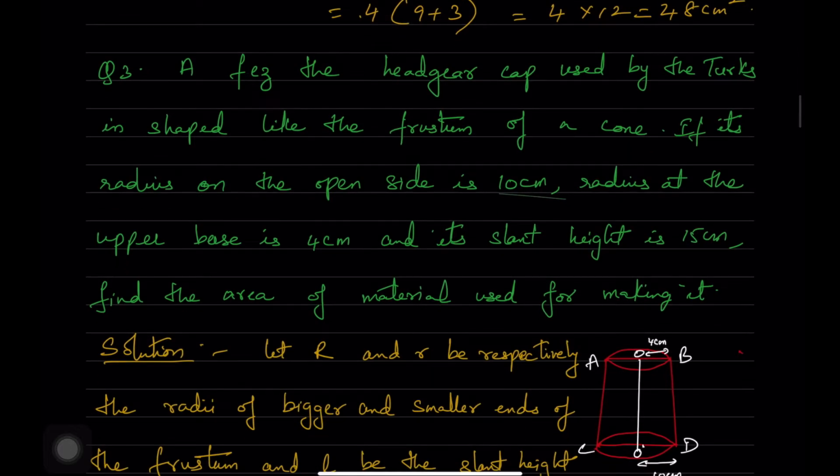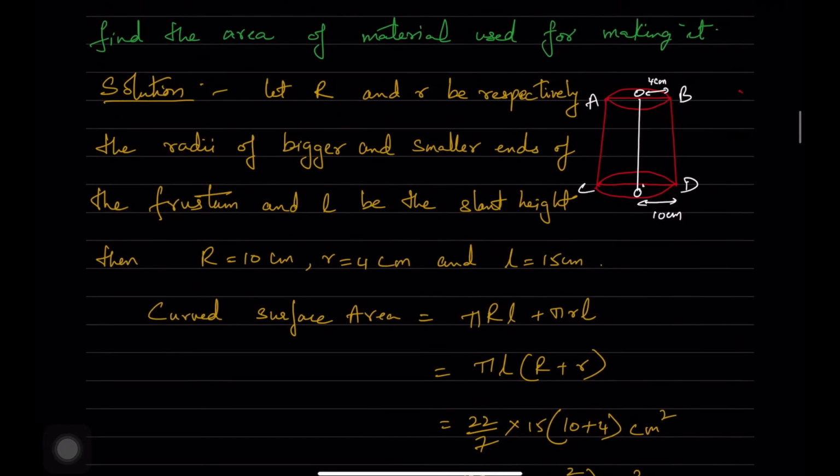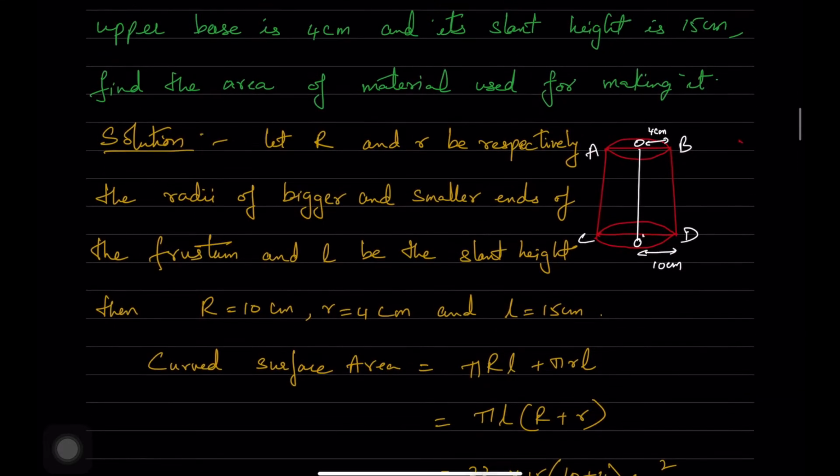Now, a fez is nothing but a cap, a headgear cap used by the Turks, in shape like the frustum. You can see in the figure, actually it's there in the textbook, of a cone, if its radius on the open side is 10 centimeters and the radius at the upper base is 4 centimeters and slant height is 15 centimeters. Find the area of material used for making it. So now here we have to find out what is the curved surface area. We know capital R is equal to 10 centimeters, small r is equal to 4 centimeters, and L, the slant height, is equal to 15 centimeters.